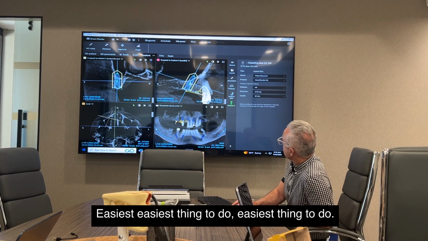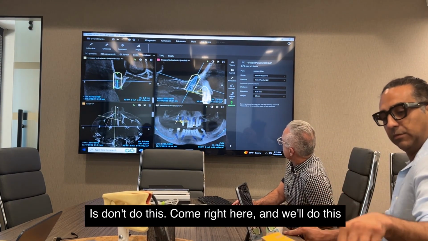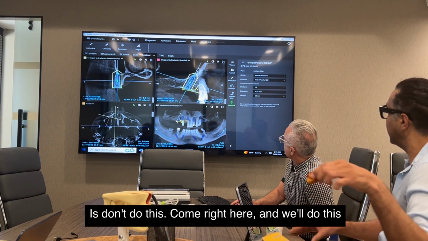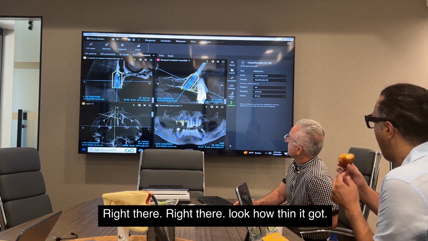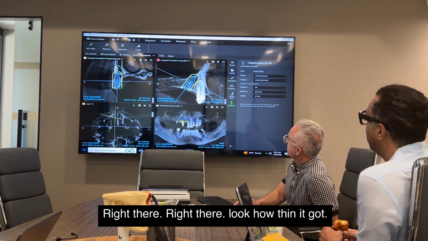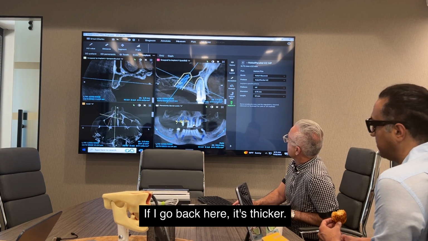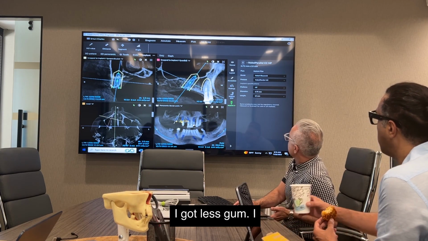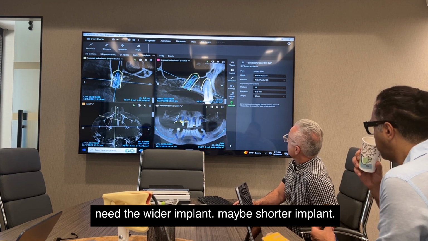Easiest thing to do is don't do this. Come right here, angle this, and engage this dense bone. Right there, but look how thin it got. If I go back here, it's thicker, but I have less bone. I can use either a wider implant or maybe a shorter implant.